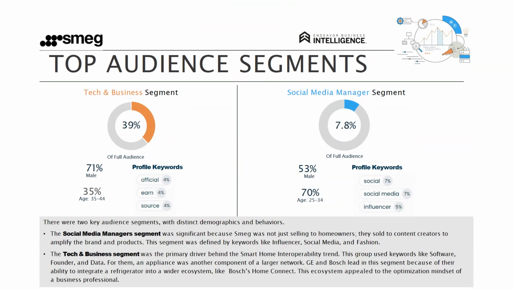The scorecard identifies and segments your key audiences, highlighting the demographics and behaviors of those driving the conversation. For example, SMEG reached both social media managers and tech-focused business audiences. Understanding who is talking about your brand helps tailor messaging and content to maximize engagement.